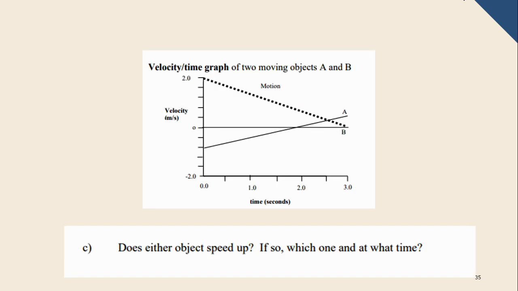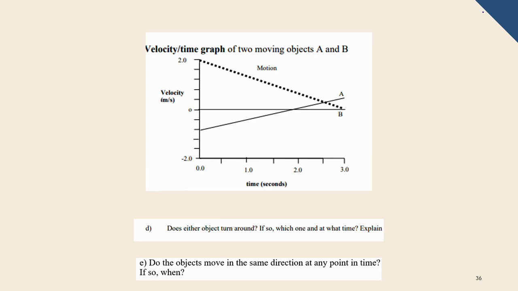Okay, part C. Does either object speed up, and if so, which one and at what time? So recall from our graph tips that to find an object speeding up on a velocity time graph, it needs to be moving away from the origin, either in the positive or negative direction, because remember, speed is just magnitude of velocity, so direction doesn't matter. So in this graph, this is only happening at one instance. Starting from t equals 2 seconds, object A is moving away from the origin and gaining positive velocity, or positive speed. So object A is speeding up from t equals 2 seconds to t equals 3 seconds, but that's it. Object B doesn't speed up at all.